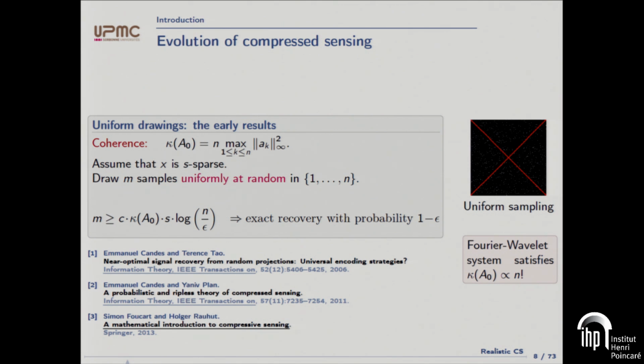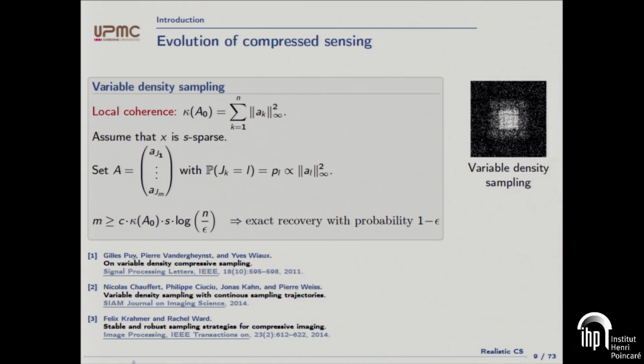So uniform sampling, we forget about it. Then they introduced the notion of variable density sampling, meaning that now in your 2D acquisition space, you're going to sample more atoms that are coherent. You're going to end up with such a sampling scheme here. So you're going to sample more in the low frequency and less toward the high frequency.